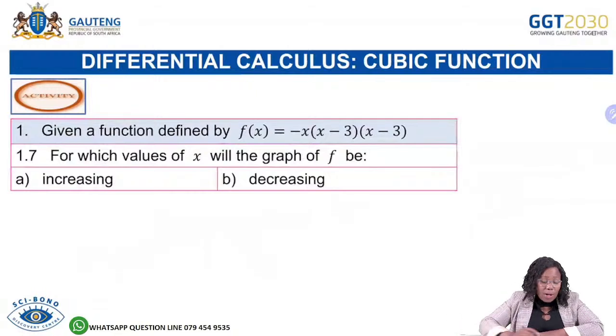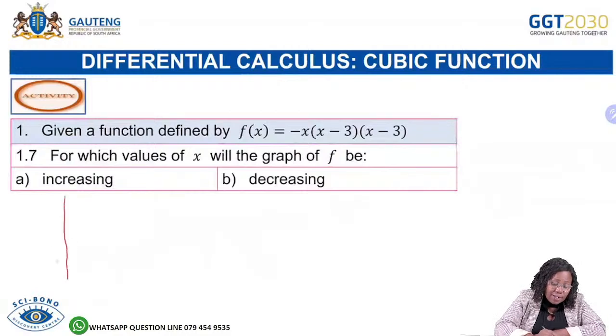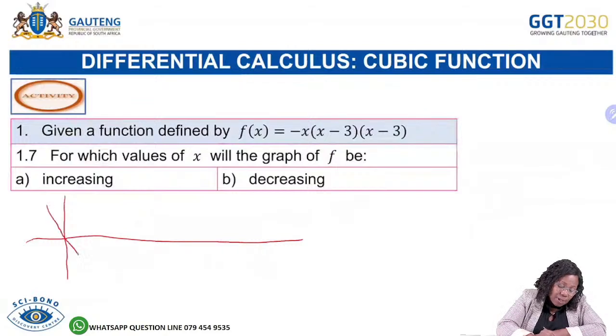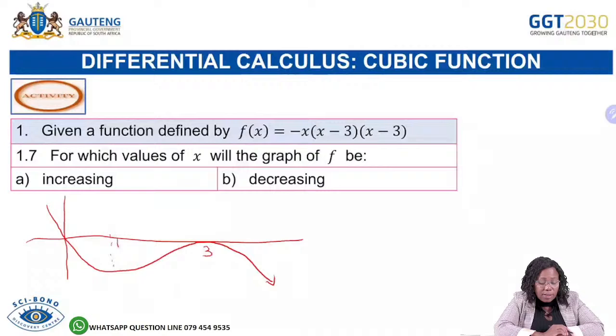And then now 1.7, for which values of x will the graph of f be increasing? Remember, we have already identified the increasing and the decreasing part. Here we have our graph again. I am bringing it back. So stationary here is 1, and then here it is stationary at x equal to 3. Intercept is 0 then, and -4 coordinate there.